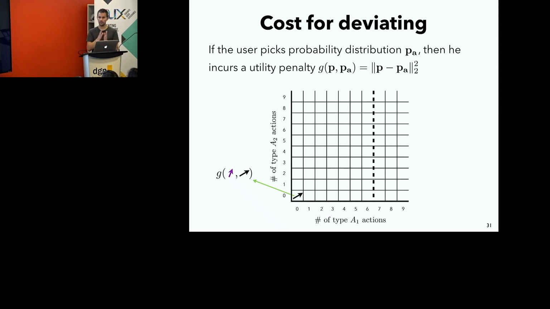Those are just the least squares distance from their preferred trajectory. Yeah, exactly, it should just be a distance. So the cost is 0 if and only if they choose their preferred mix over actions, and it increases as the distance from their preferred actions gets larger. Okay, so that is basically everything in the model.